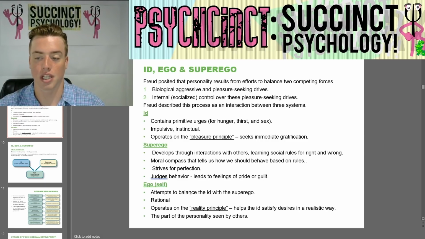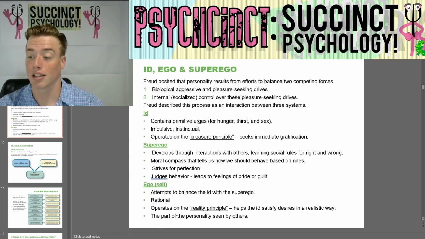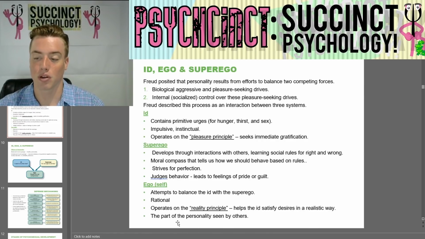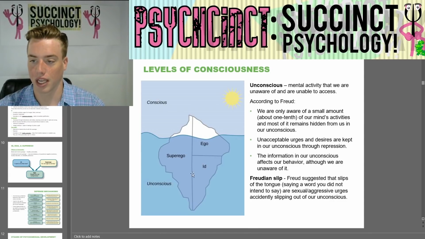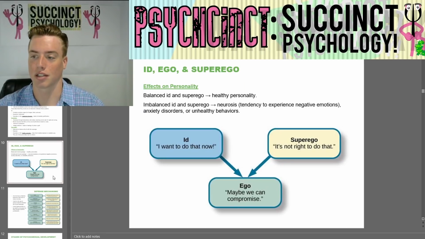Now the ego, or self, attempts to balance the id with the superego. It is the rational part of yourself, and it operates on the reality principle, helping the id satisfy desires in a realistic way. It is the part of the personality seen by others. As you can see, you can't see the superego, can't see the id. This isn't really the best chart for it, but the ego is the one that determines your personality. It's the one people see most clearly.